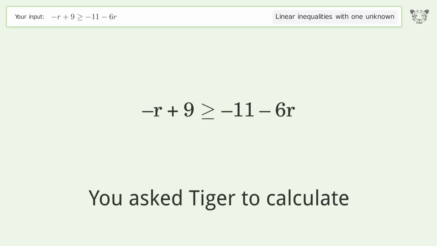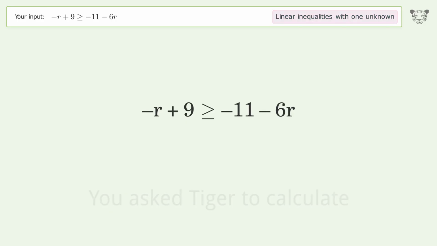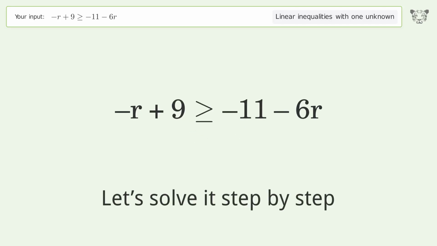You ask Tiger to calculate. This deals with linear inequalities with one unknown. The final result is r equal or greater than -4. Let's solve it step by step.